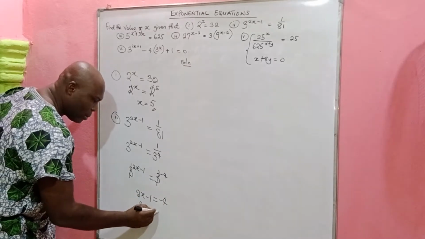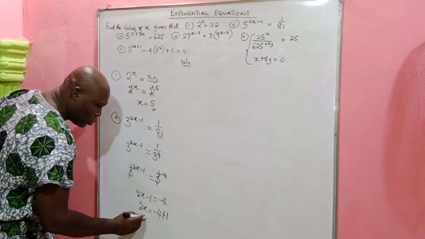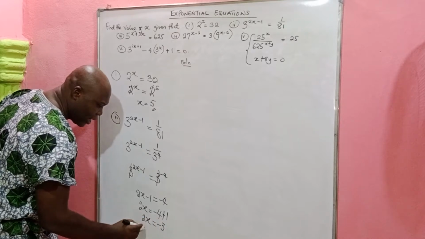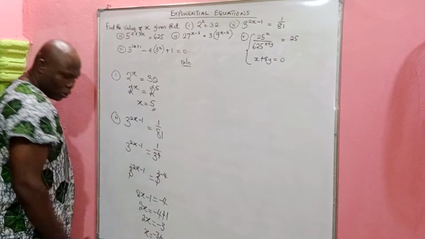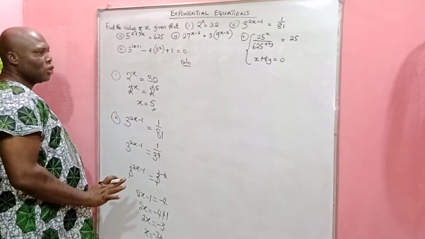2x will be equal to minus 4. Minus 1 crosses to be plus 1. So 2x will be equal to minus 4 plus 1, which is minus 3. Therefore, x will be minus 3 all over 2. So that will be the value of x, minus 3 all over 2. So we are done with this.